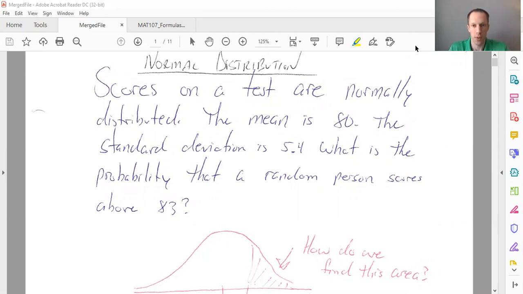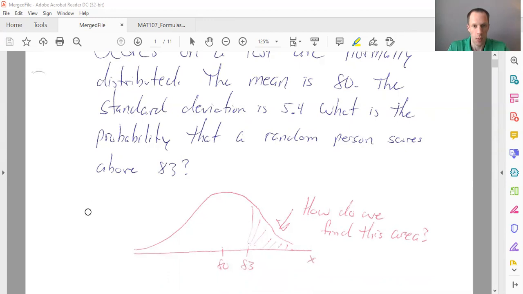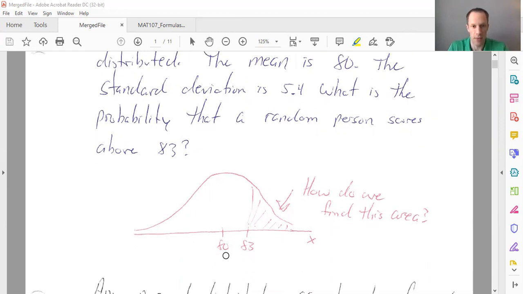Now, this is a normal distribution, but it's not the standard normal distribution because the mean is not 0 and the standard deviation is not 1. So how do we answer this kind of question? Well, we can draw a picture of a bell-shaped curve. All normal distributions have a bell-shaped curve. We know the mean is in the center of the bell shape, so we can put 80 in the center of the bell. And we're asking about the probability that this person scores above 83. So we can mark down 83 and we can shade that area. Now the question is, how do we find that area?